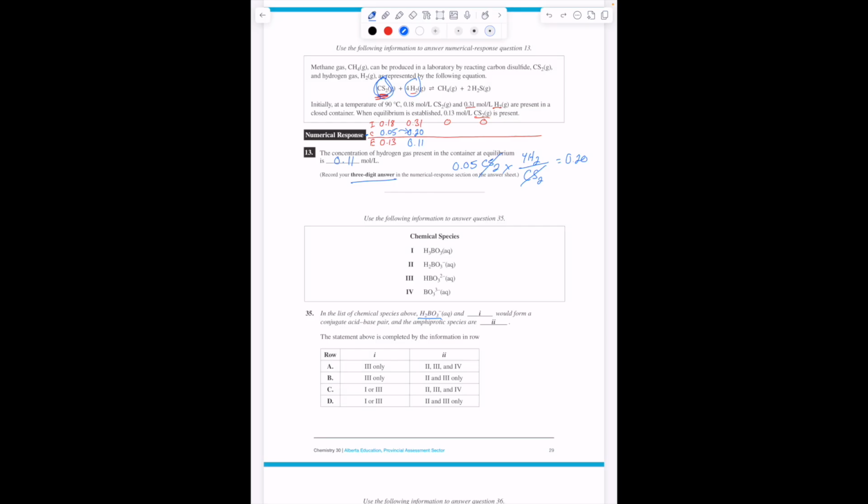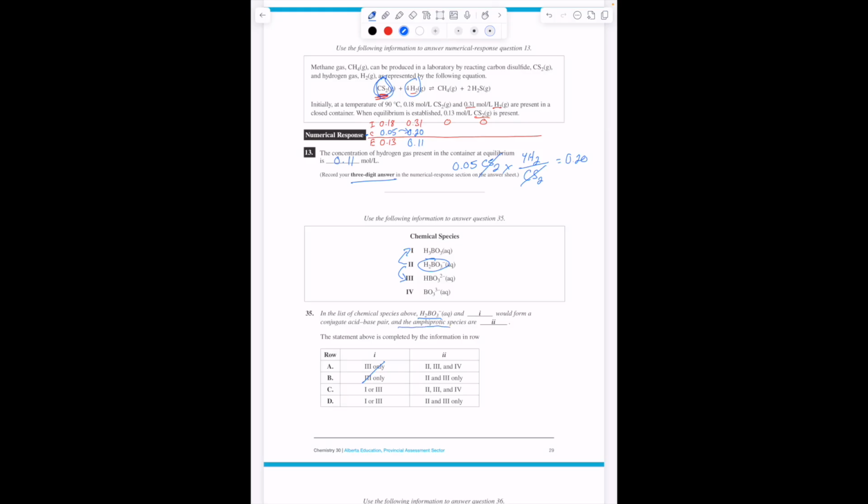Well, if I take this one, a conjugate pair differs by 1 proton, 1 H. So this one differs from that one by 1 H, H3 to H2. And it also differs from that one, H2 to H1. So the answer has to be C or D.